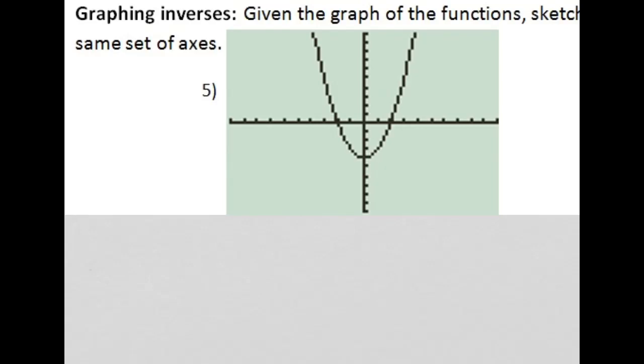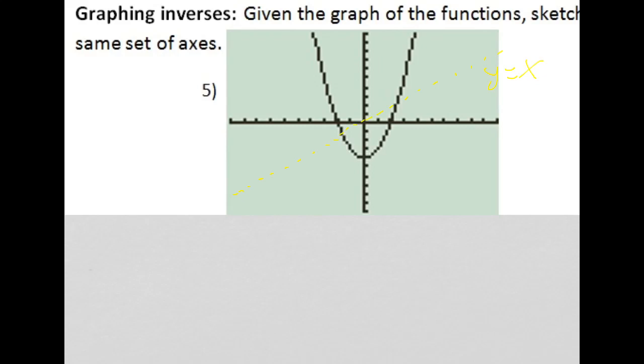Okay, problem number 5. I want to sketch the graph of the inverse function of whatever this function is. I'm not given the function, but I want to sketch a graph of the inverse. Well, we know by now that to get the inverse function, all we have to do is swap our x and y values, which is the same as saying we need to reflect this graph across the line y equals x. So first, I'm going to sketch in that line y equals x.